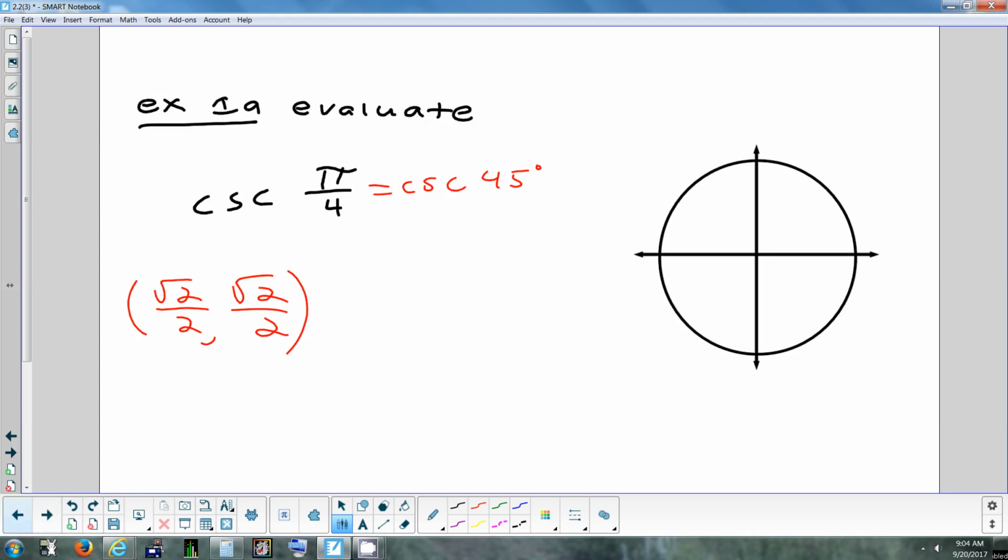Okay, now they want the cosecant. So how about Connor? What letter do I flip to get cosecant? Yes, you flip the y. In this case, it doesn't really matter since they're the same. But what do you get when you flip root 2 over 2 for a final answer? Root 2. Yep. That's how a problem on the test will be. Give me the coordinate, give me the final answer, and that's it. Any questions on that? Okay, so that's kind of a review from yesterday.